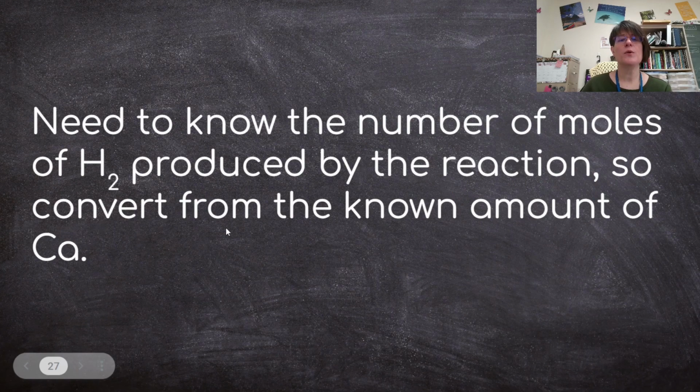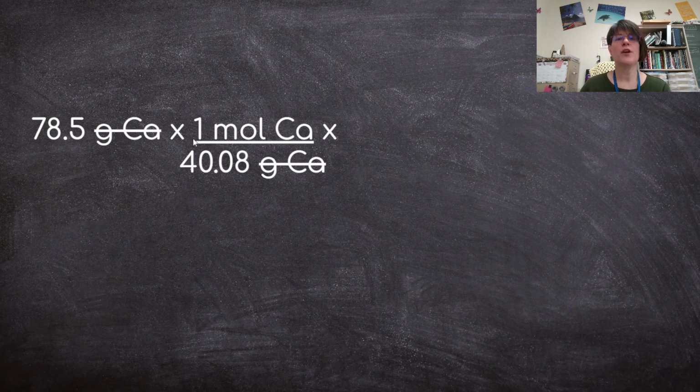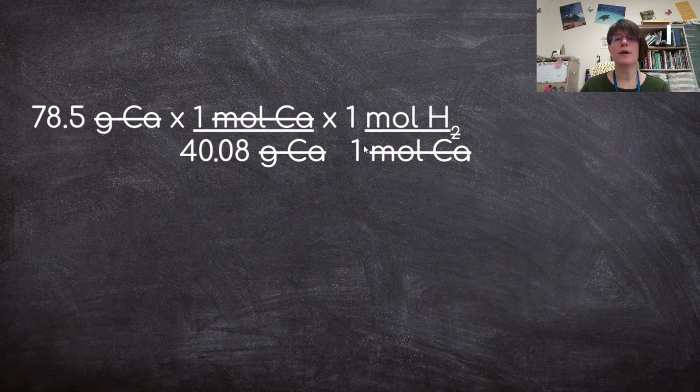Now we need to know the number of moles of hydrogen gas produced by the reaction. So we convert from the known amount of calcium. We start out with 78.5 grams of calcium. We now have to convert to moles. So we know that the molar mass of calcium is 40.08 grams from our periodic table is 1 mole. Now we can go to our equation and get our mole ratio, and we can see from the equation that it is in a ratio of 1 to 1, so 1 mole of calcium to 1 mole of hydrogen gas produced, and canceling my units along the way yields 1.96 moles of hydrogen gas.